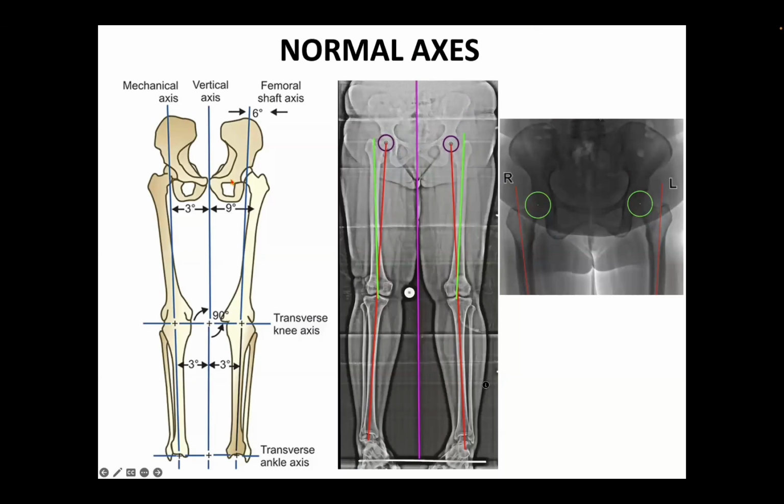Okay, so in this left side picture, there are three axes. The left side is the mechanical axis of the lower limb. The central one is the vertical axis, and the femoral axis is on the right side.